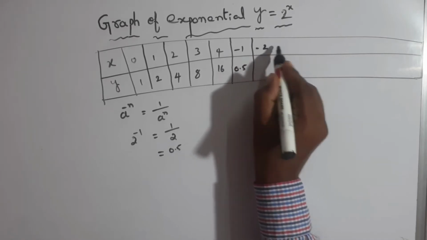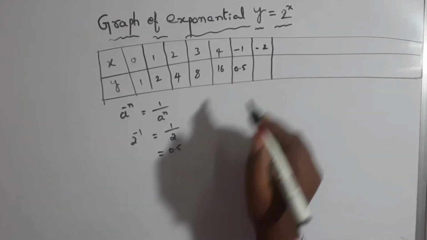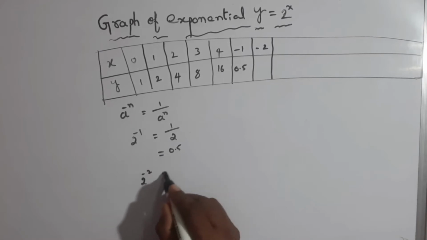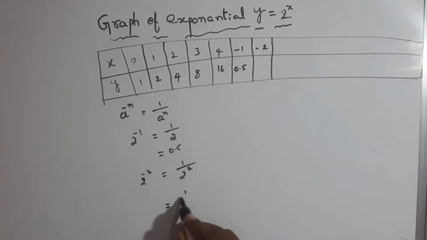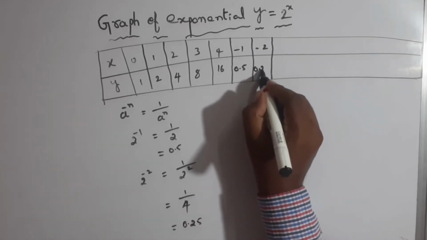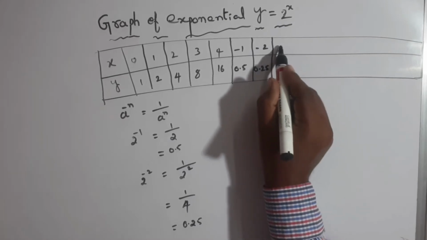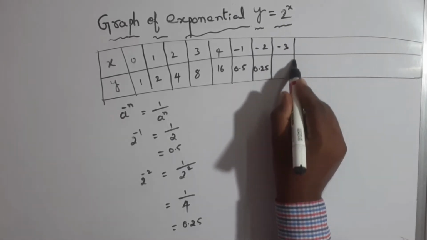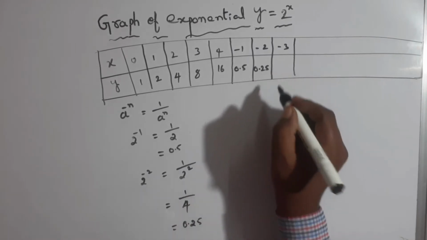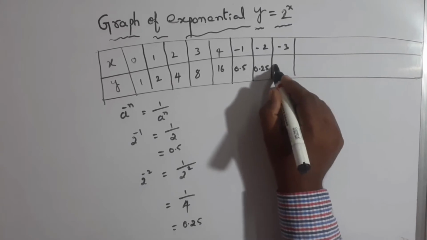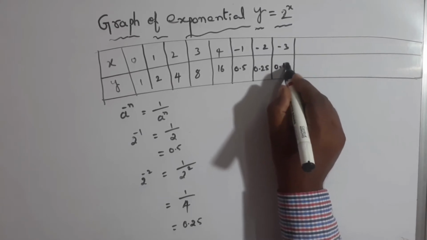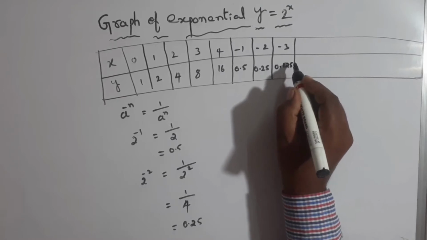x equals minus 2. Similarly, 2 to the power of minus 2 equals 1 by 2 square. What is 2 square? 4. So 1 by 4 is 0.25. Now x equals minus 3. How much do you get? Similarly, 1 by 8, so 1 by 8 equals 0.125.